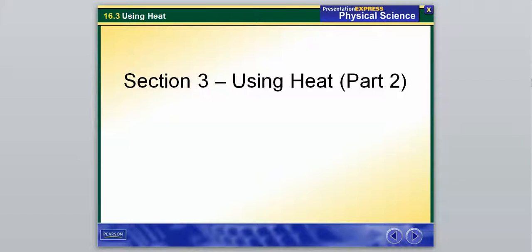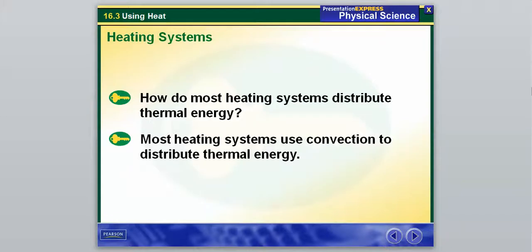So first, one of the more common ways that we use heat is to heat our homes. We're going to look at how heating systems work and how that relates to all the different ideas that we've learned about in this chapter.